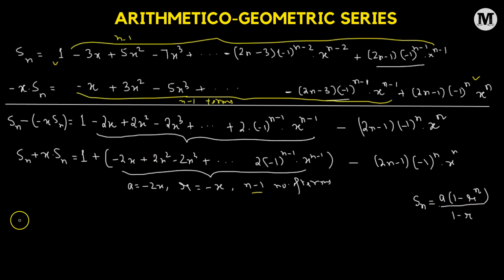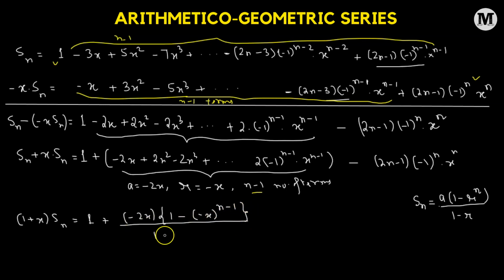So here on the left hand side, we have 1 plus x multiplied to Sn. That's going to be equal to 1 added to, so here we have negative 2x, that's the first term. To it we are going to multiply 1 minus the common ratio r, which is negative x, raised to the power of the total number of terms, so that's n minus 1, whole divided by 1 minus the common ratio, negative x, minus 2n minus 1 multiplied to negative 1 raised to the power of n times x raised to the power of n.